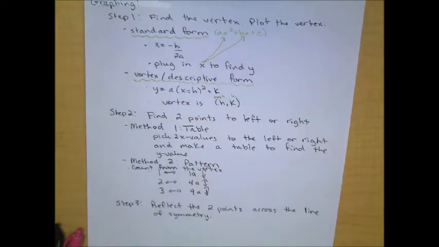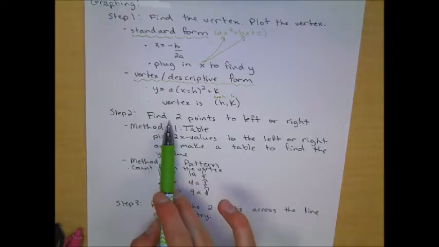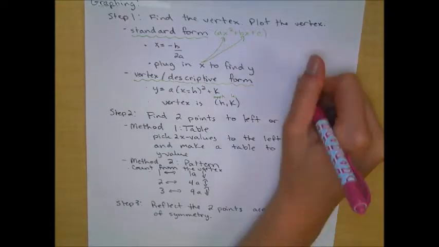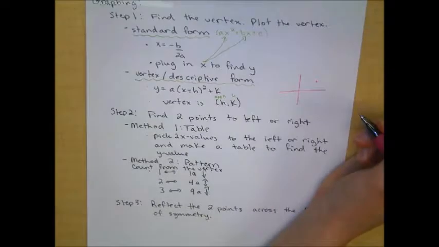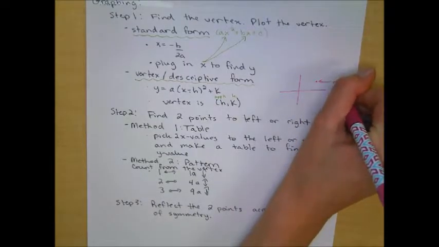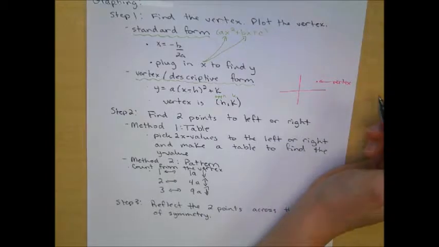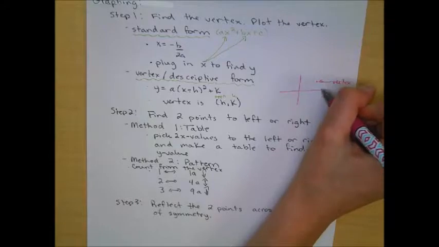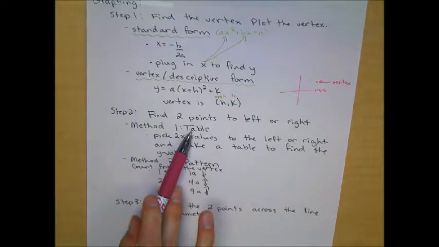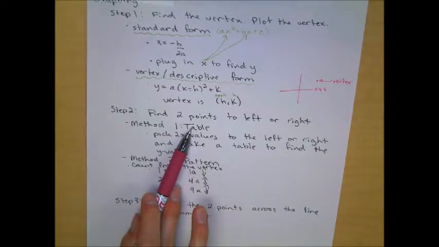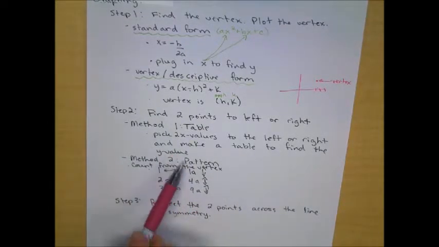The next step is we have our vertex now. So I'm picturing on a graph, I have a vertex. I now want to find 2 points to the left or to the right. So I find 2 points to the left, and I can either make a table or I can use a pattern. And we're going to go over both of these in examples. So I find 2 to the left.